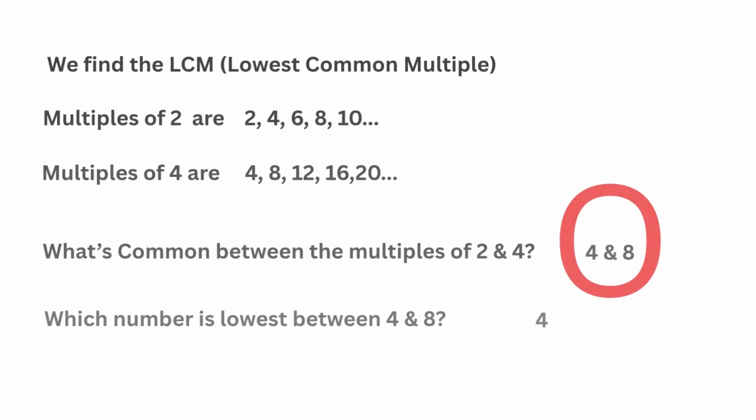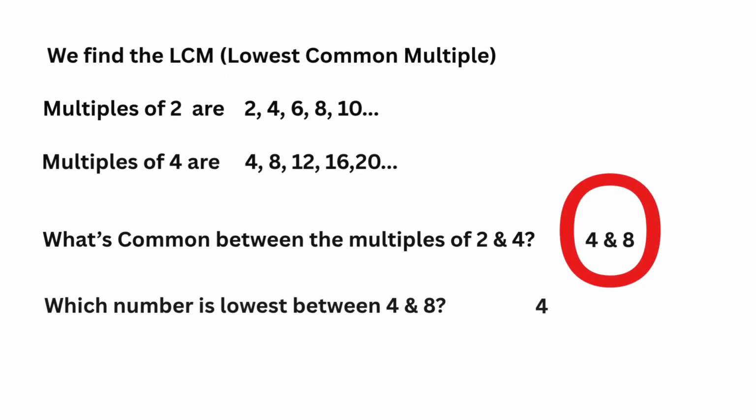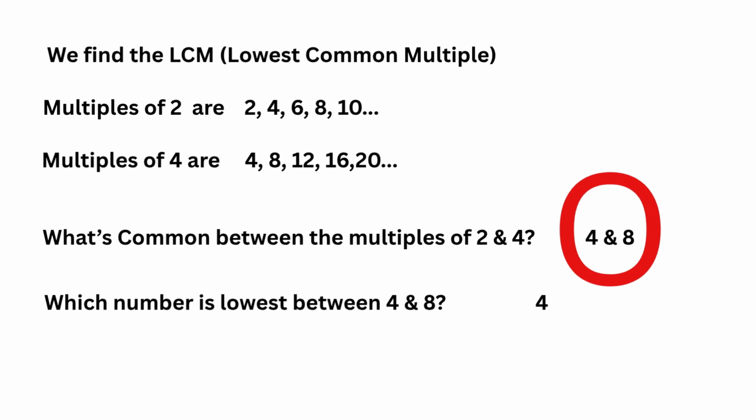So what numbers are common between the two sides, between the multiples of 2 and the multiples of 4? You can see 4 on both sides, and you can see 8 on both sides. So their common multiples are 4 and 8. Those are the common multiples between the multiples of 2 and the multiples of 4.